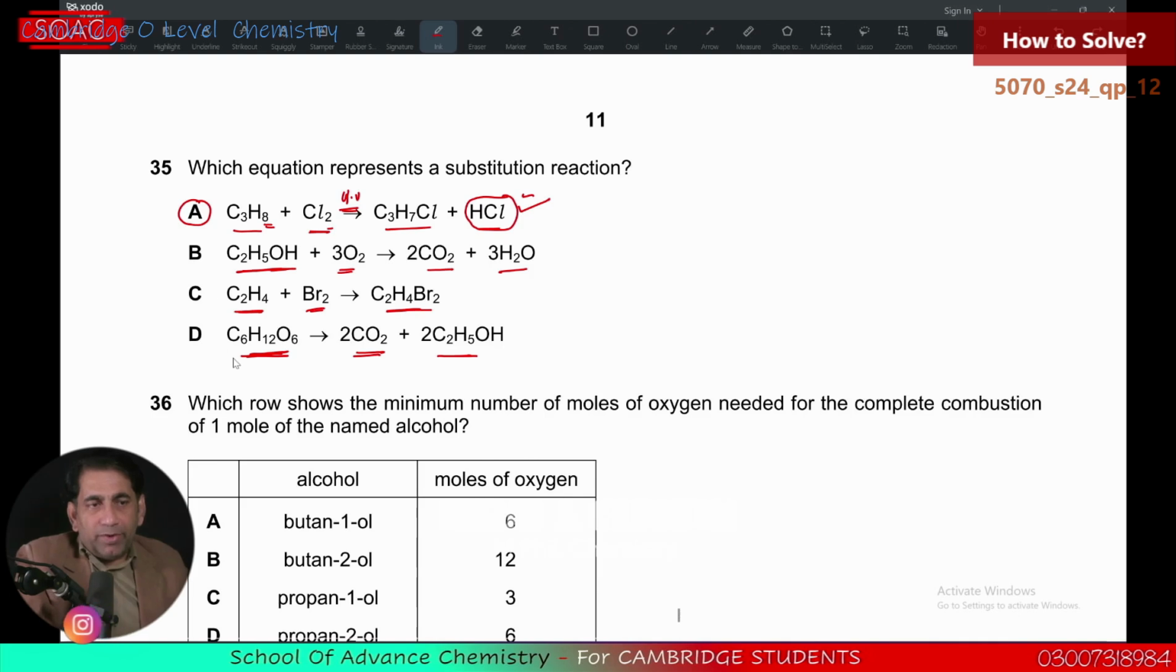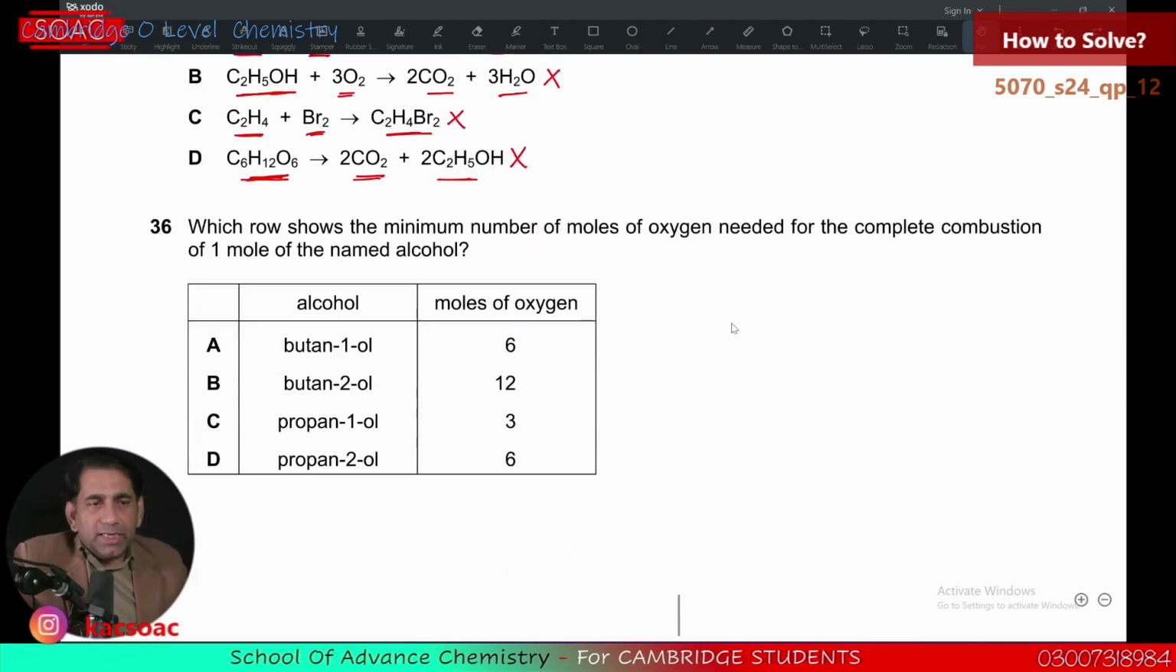However, let me check why the others are incorrect. This is called oxidation of alcohol. This one, the C2H4, is called addition of Br2, or addition of bromine into ethene, and this one is called fermentation. It's not substitution. So confirm that A is the correct option. Question number 36. Which row shows the minimum number of mole of oxygen needed for the complete combustion of 1 mole of named alcohol? And that will be the correct option, A, B, C, D, and so on.